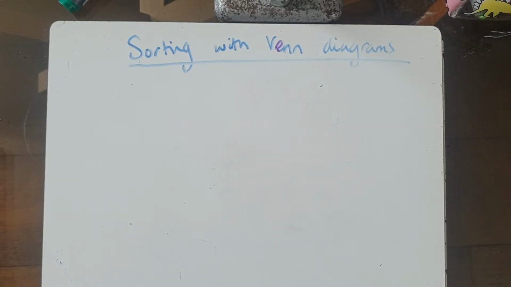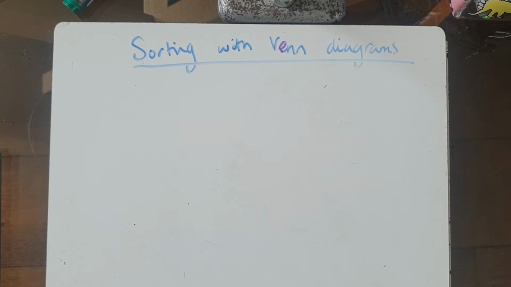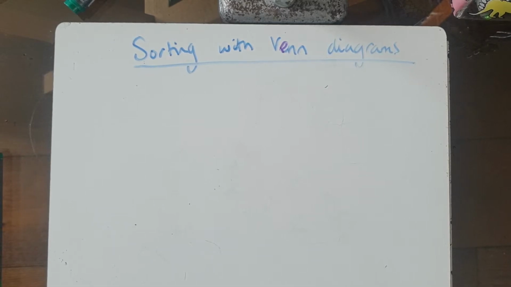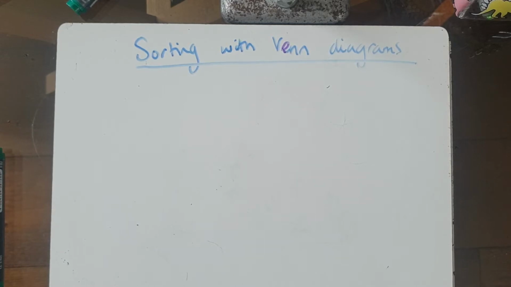Good afternoon, Year 7. Today's lesson is on sorting with Venn diagrams, and it is our last probability lesson. So make sure you've got the title written down, please. You might have done Venn diagrams before. You might have done them at primary school.